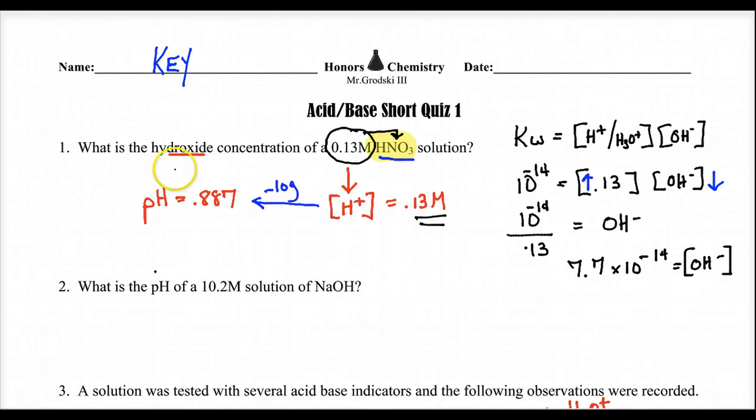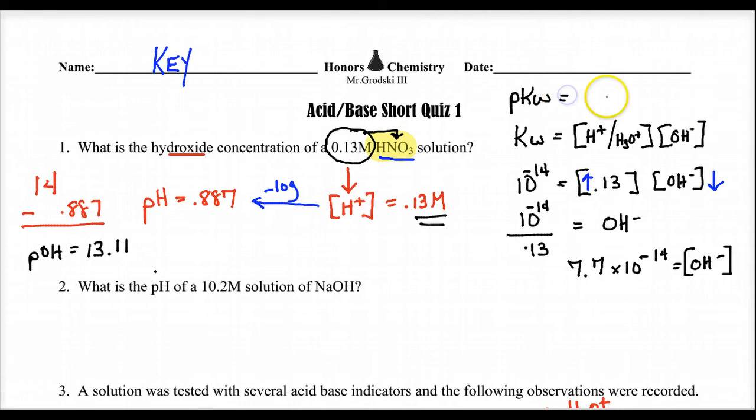So what I could also do is say, okay, well, 14, which is the pKw, minus 0.87 is going to give me my pOH. So when I subtract that from 14, I get my pOH to be 13.13. That's my pOH. Okay, because guess what? My pKw equals my what? pH plus the pOH.